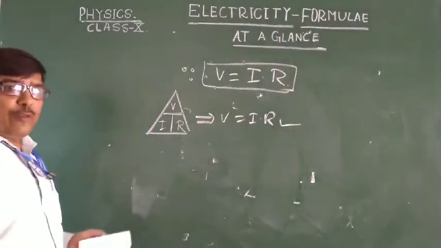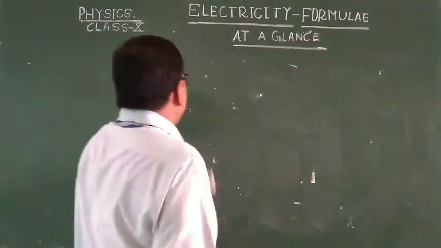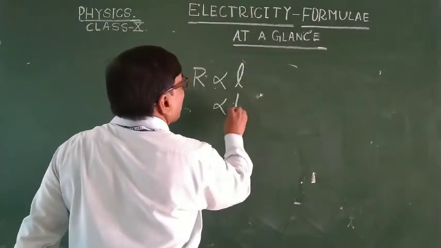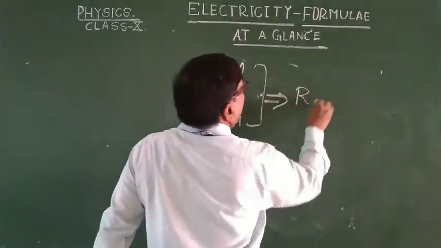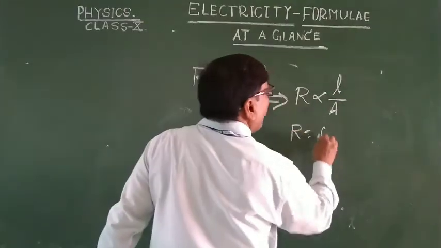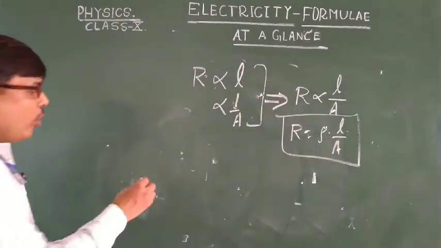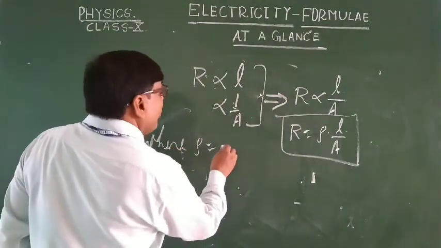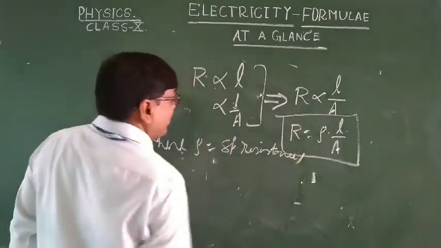What are the factors on which resistance depends? The resistance of a conductor depends upon length and is inversely proportional to area. If this technique is applied, then R is proportional to L by A. So R is equal to rho into L by A, where rho is the specific resistance, or resistivity.